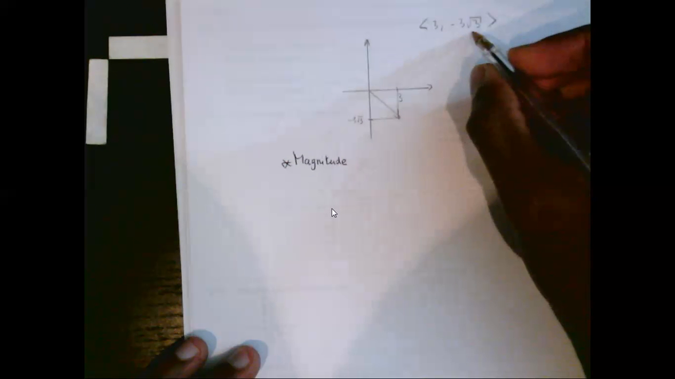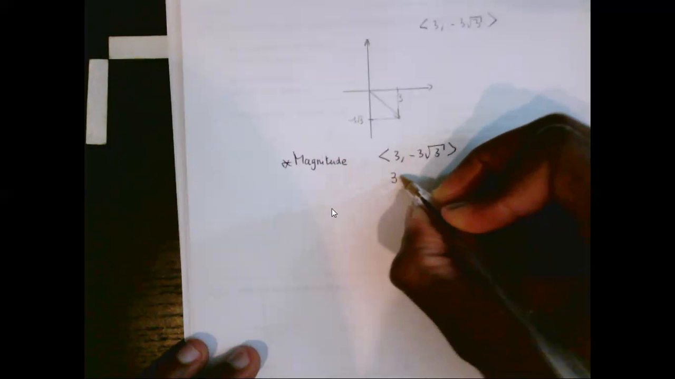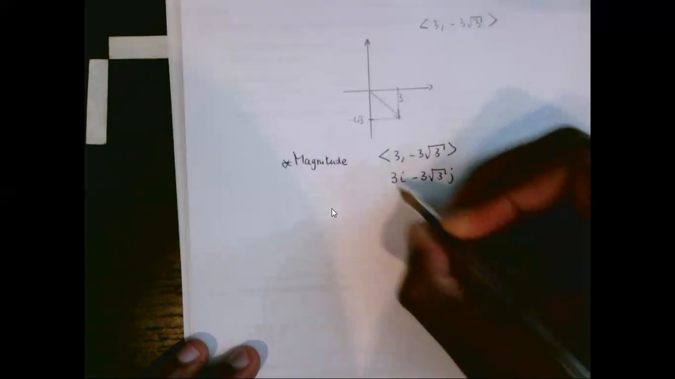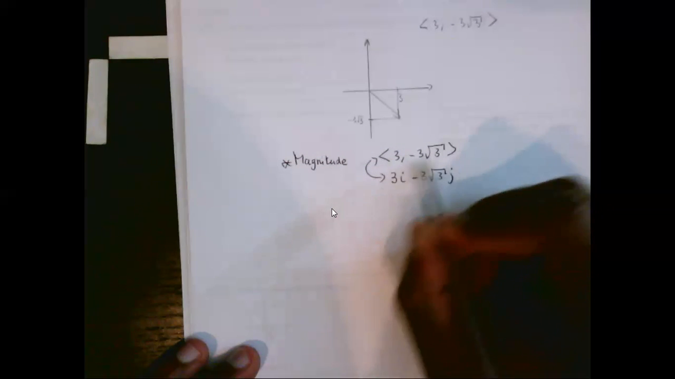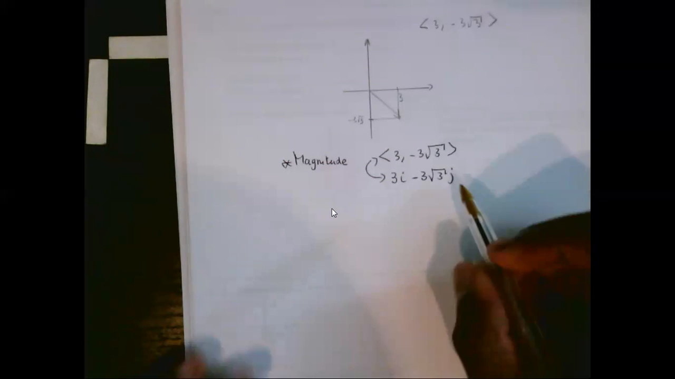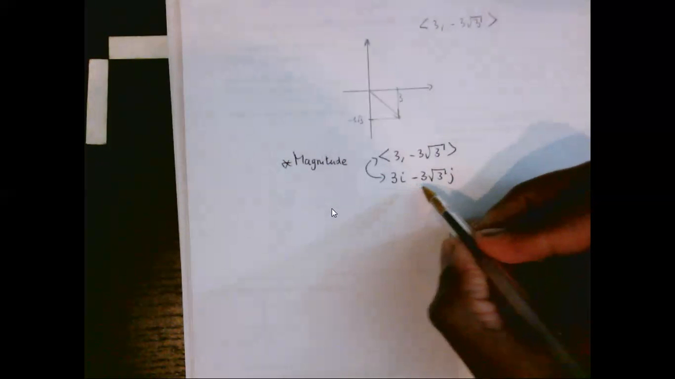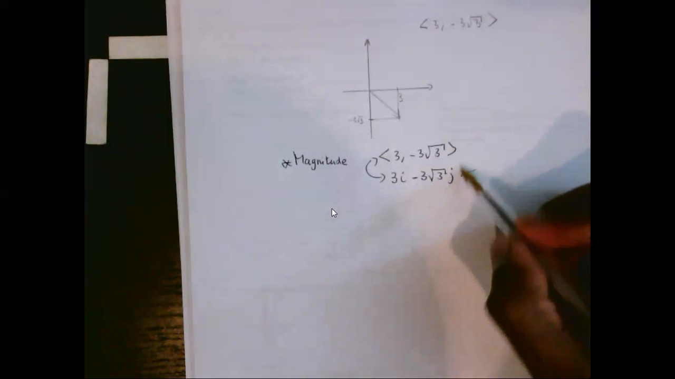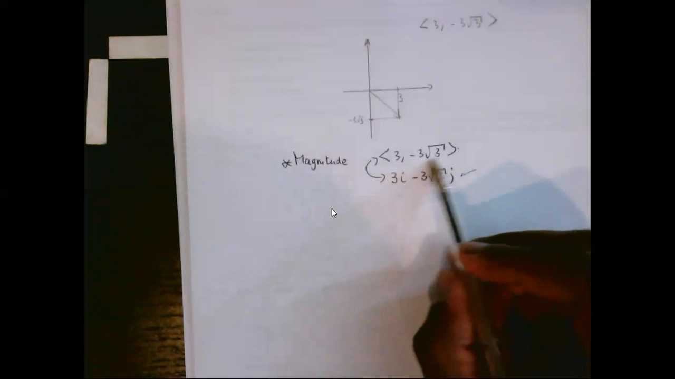And by the way, usually they can represent a vector this way, or they can represent it as 3i minus 3 square root of 3j. It's the same thing. They can write it either this way or that way. It depends, so don't freak out if you see something like that. So this time they decided to write it this way.